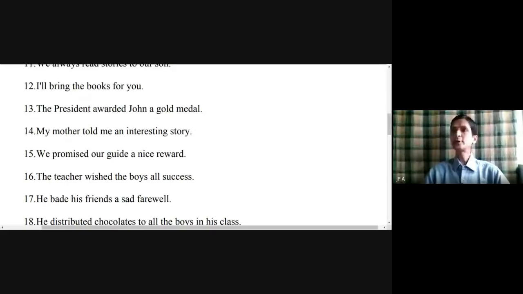The teacher wished the boys all success. The teacher wished is the verb. Very good. Wished. So we are becoming very fast in answering. Wished is the verb. And wished what? That is, the answer is the direct object. We should do what? All success. Very good. Good. Yes. All success is the direct object. And the indirect object is wished for whom or to whom. The answer to whom? The boys. The boys. Yes. The boys is the indirect object.